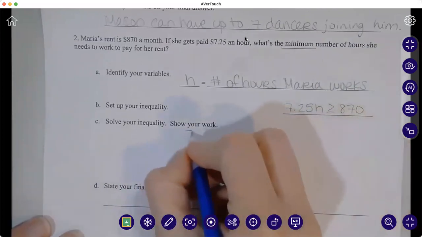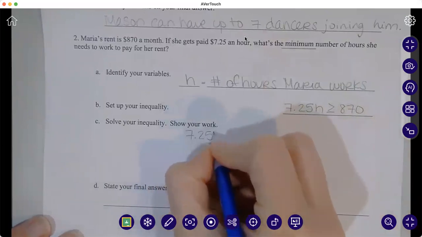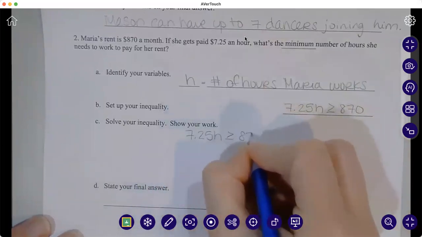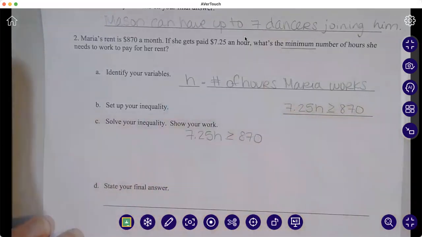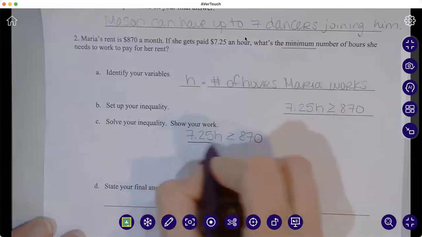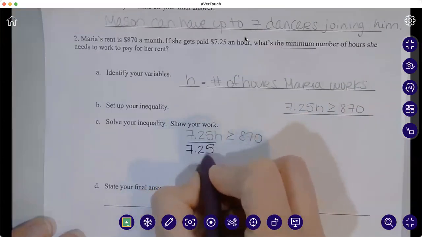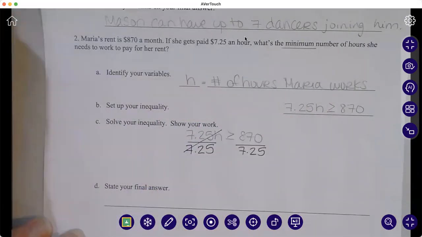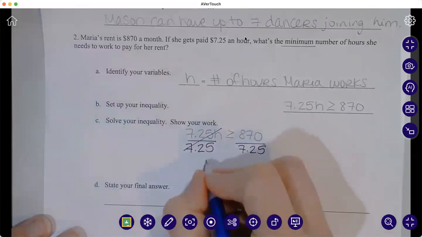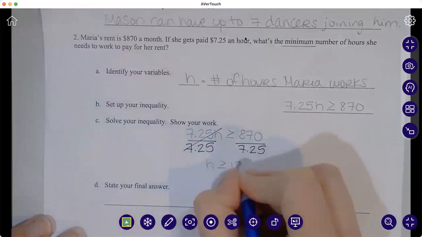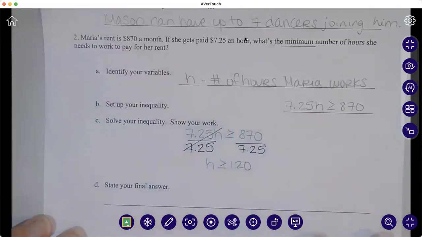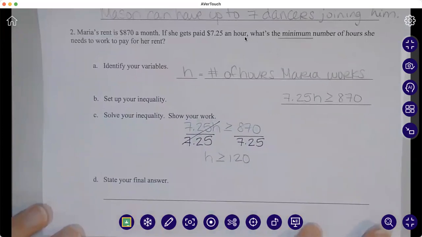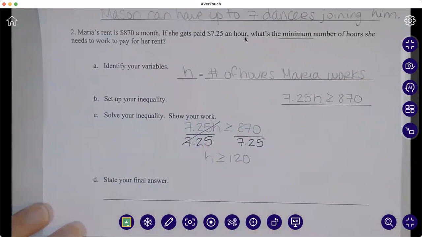So then we bring that inequality down here, and we solve. So we're going to divide by 7.25 on both sides. Use our calculator. And we get H is greater than or equal to 120. Now go ahead and write down what you think the final answer could be worded as and come back and check what it could be.